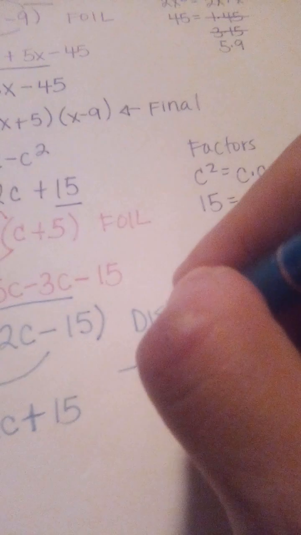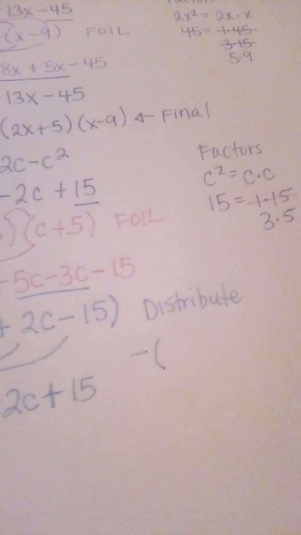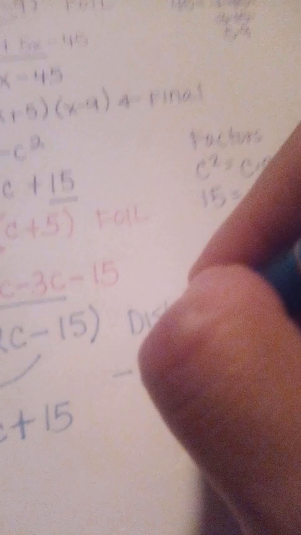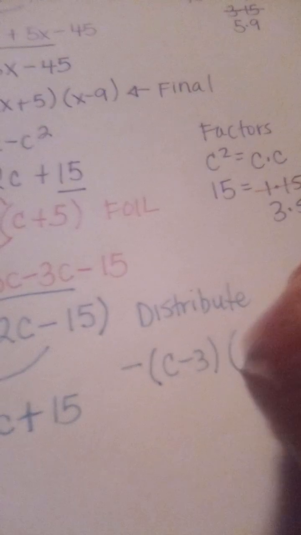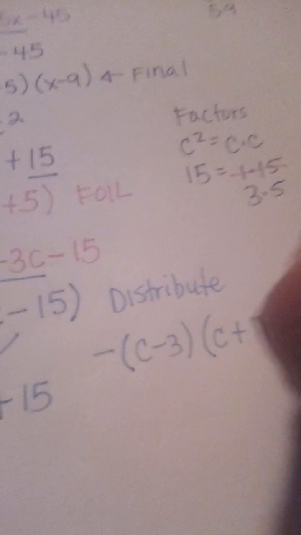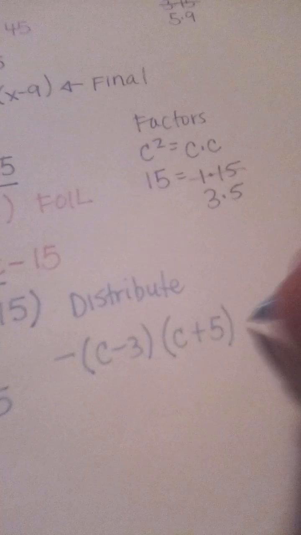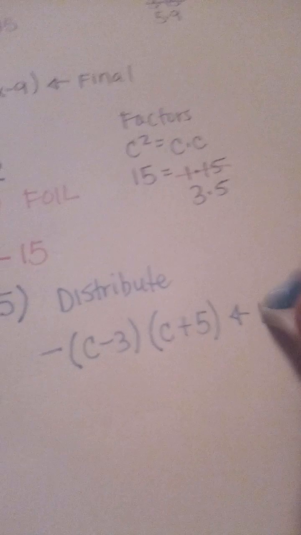Our final answer is this: negative in front, before the first group of parentheses. Then you put C minus 3, close parenthesis, open parenthesis, C plus 5, close parenthesis. It's our final answer.